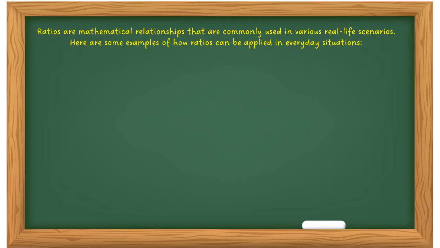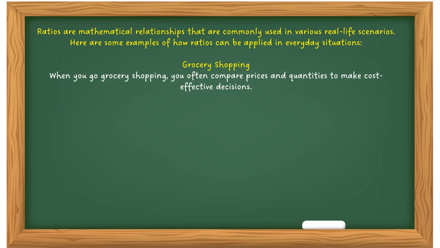Finish off. Ratios are mathematical relationships that are commonly used in a variety of real-life scenarios. Here are some examples of how ratios can be applied in everyday situations. Grocery shopping. When you go grocery shopping, you often compare prices and quantities to make cost-effective decisions.